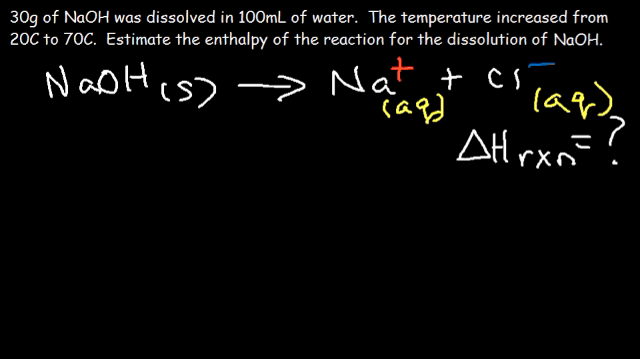We can't use Hess's law because we don't have the enthalpy change for other reactions that can add up to this one. And we can't use heats of formation because we're not given the data for NaOH or for these aqueous ions. And we can't really use bond dissociation energy. So the other way is simply to dissolve this in water and see how much energy is absorbed by the surrounding water molecules.